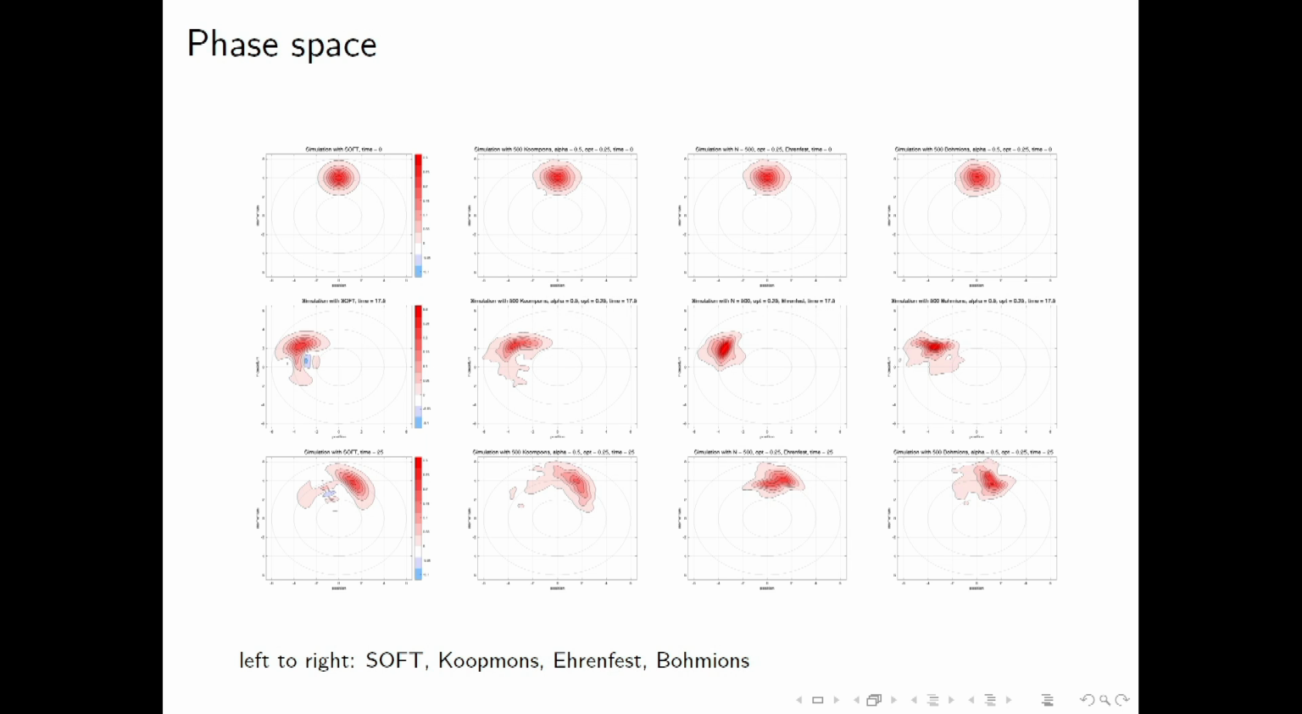This is the Ehrenfest result, which appears by dropping that h bar term. And this is the Bohmian method, which was also presented. It's a fully quantum trajectory-based model. First of all, it is important to see that we have negative values in the Wigner distribution of the reference solution. Of course, this cannot occur here in the particle methods, but overall we can see that the shape of the wave packet is best reproduced by the Koopmans here.